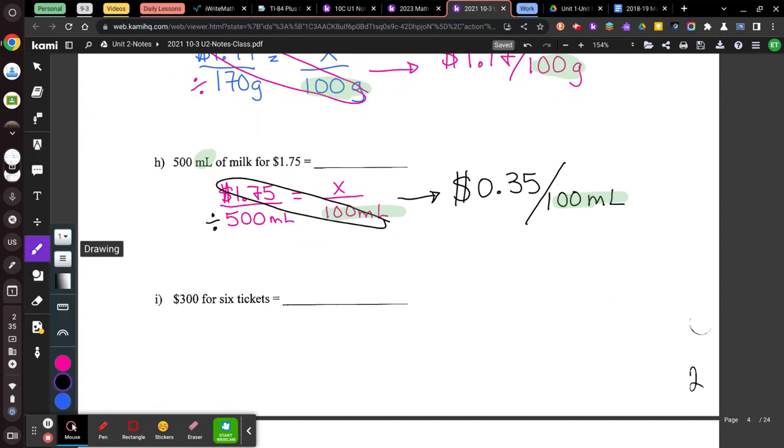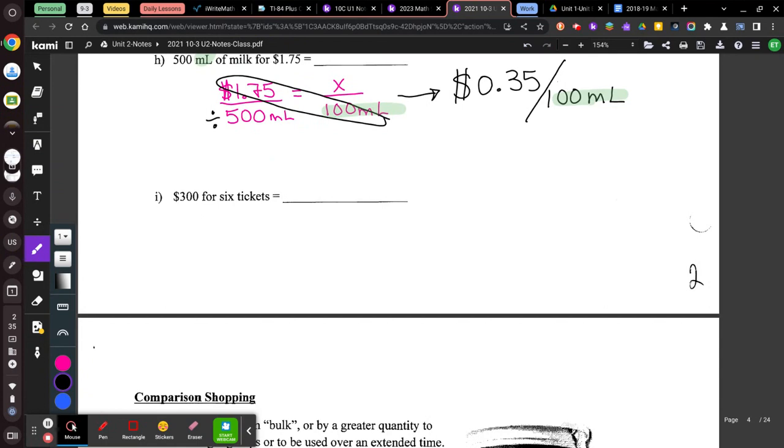Somebody tell me, do I need to cross multiply on my tickets question? No, you're right, because there's no milliliters and there's no grams. So this one is just money divide by amount. So 300 dividing by 6, that means $50 per ticket. So for one ticket, it's $50.